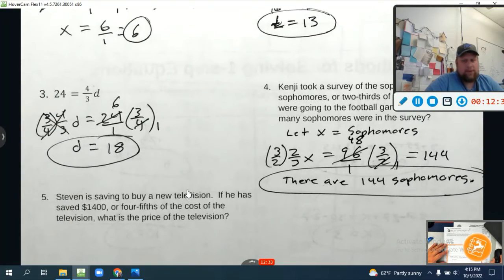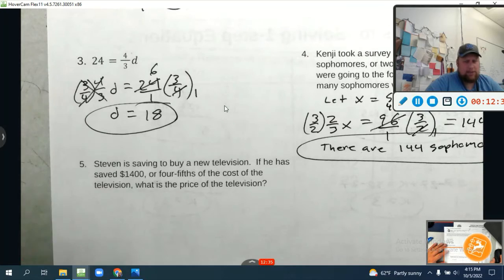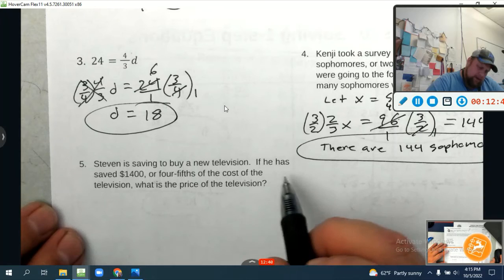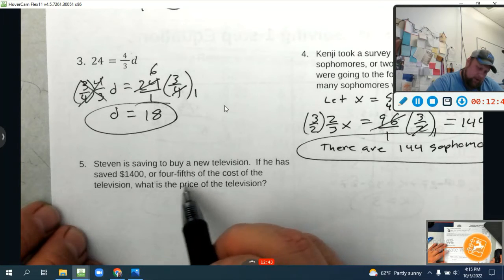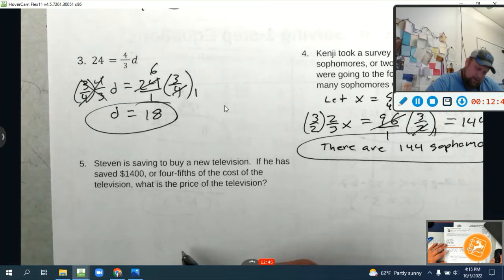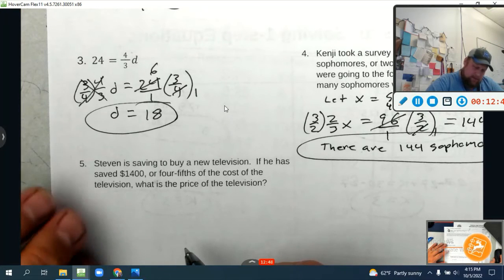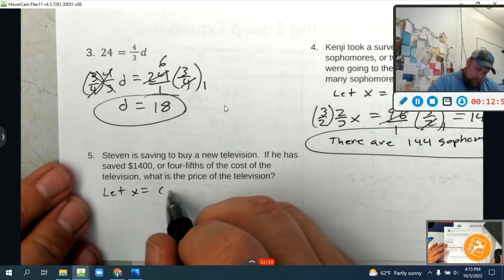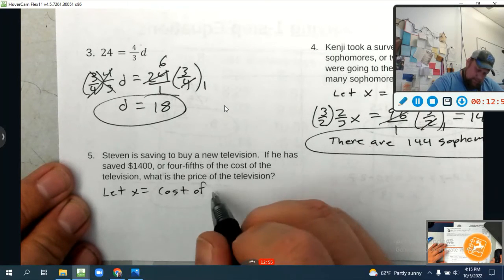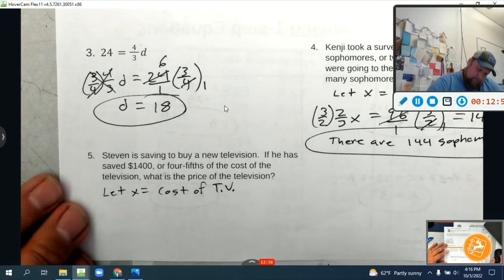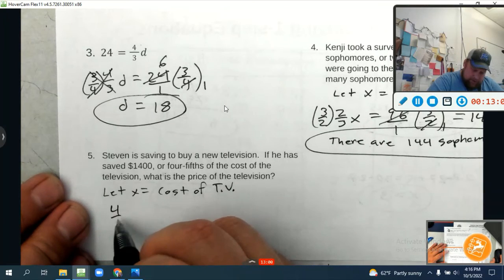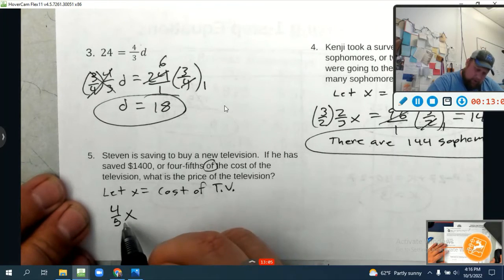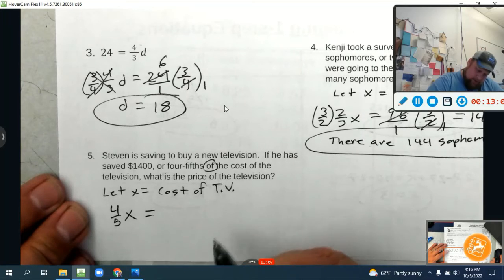And then last but not least, again, I'm assuming you're pausing as we go to try these out and then to write down things if you need to. Stephen is saving to buy a new television. If he has saved $1,400 or 4/5 of the total cost of the television, what is the price of the television? Well, let x equal cost of TV. So then I know that 4/5 of that cost, 4/5 times x, remember 4/5 of is multiply, 4/5 x equals 1,400.